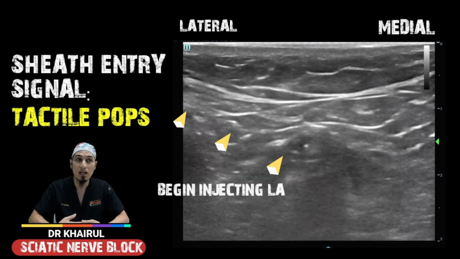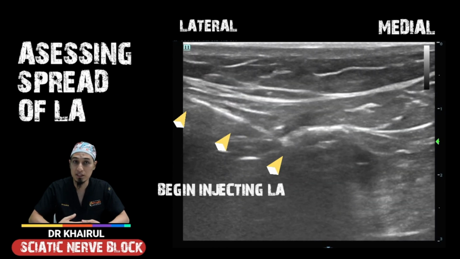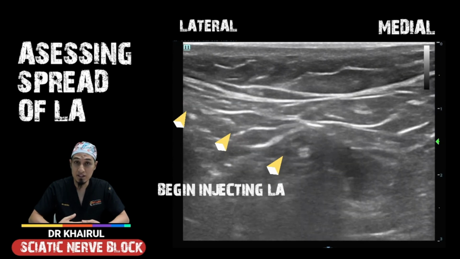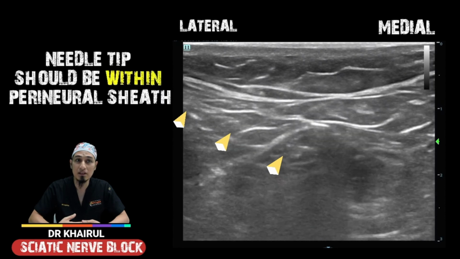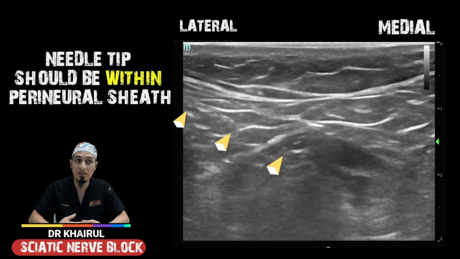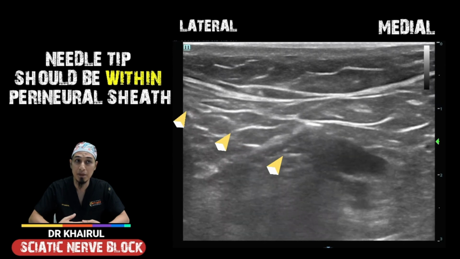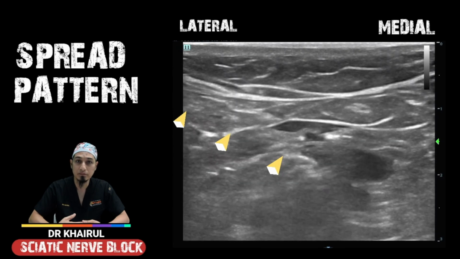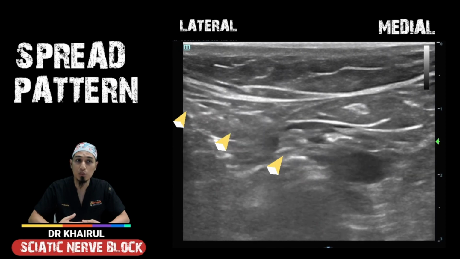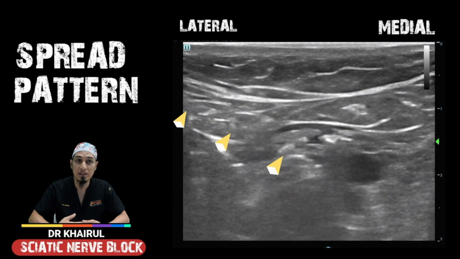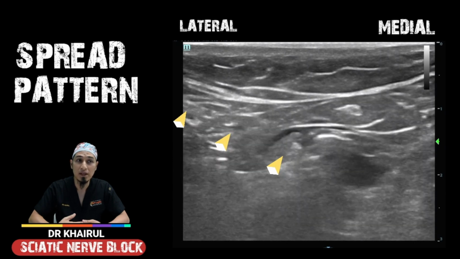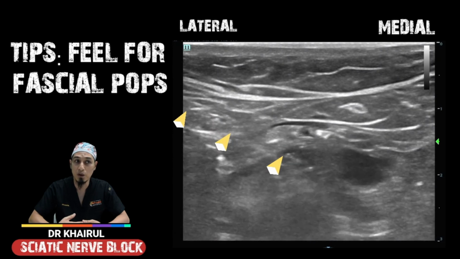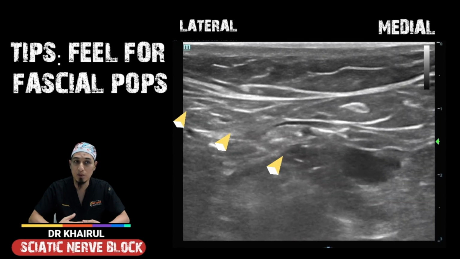Next step, assessing and recognizing appropriate spray of local anesthetic. For maximum efficacy, the needle tip should be within the perineural sheath itself rather than between the epimysium and perineurium. This can be recognized by spread pattern. An intramuscular injection will spread up and away within the muscles. Note that when advancing, it is vital to focus on the feel of fascial pops more than trying to see the tip on the ultrasound screen.